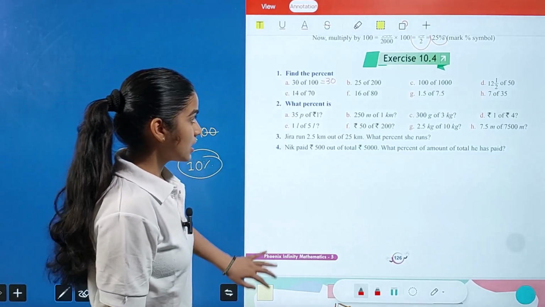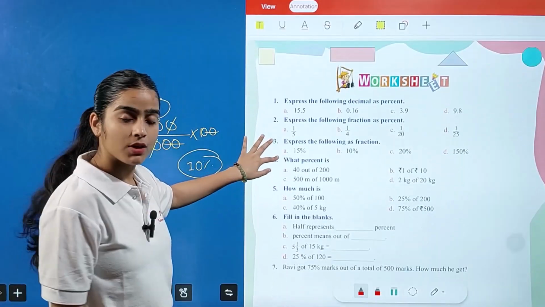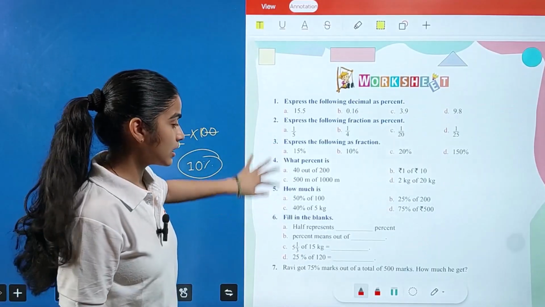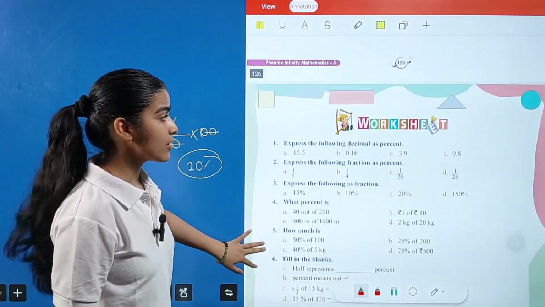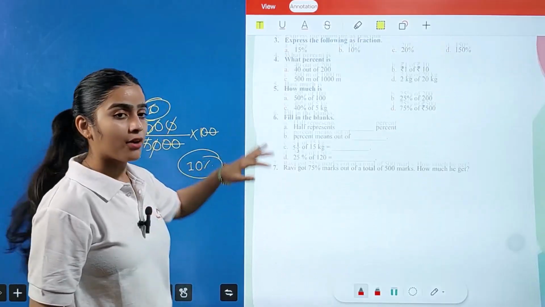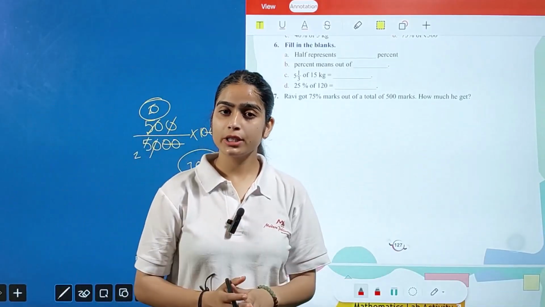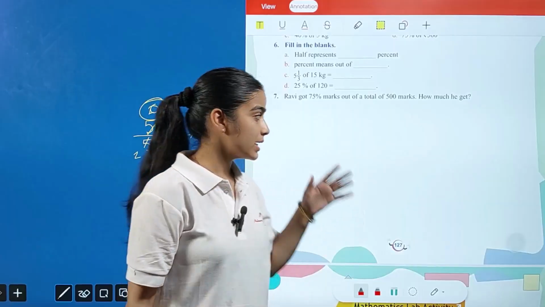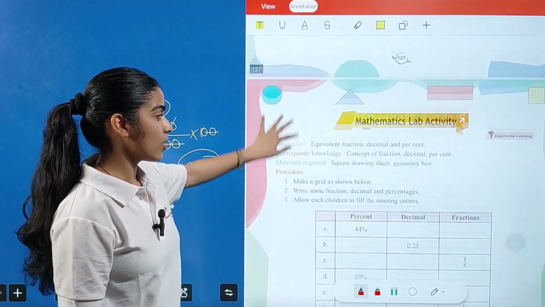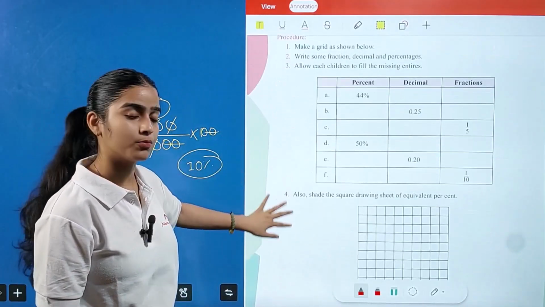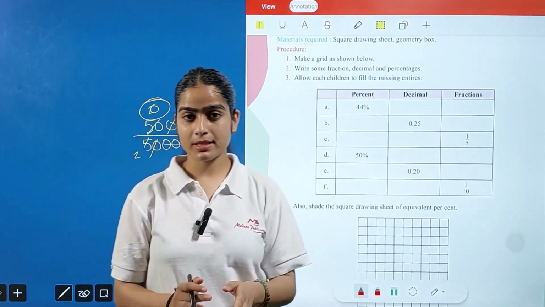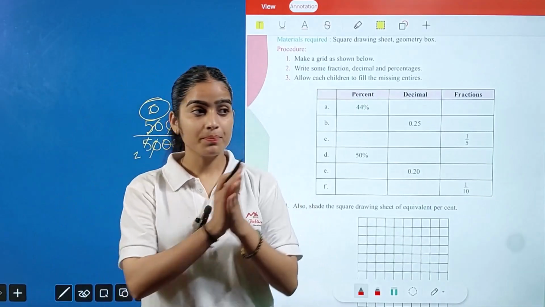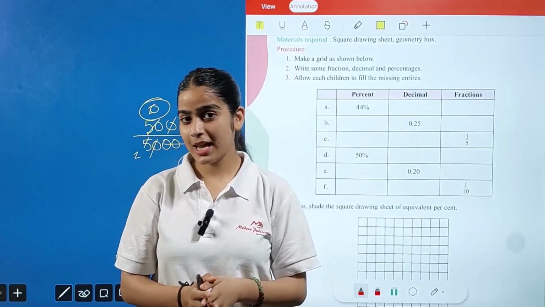So students, now we have our worksheet in which we have a combination of questions which you already did in your exercise, so you can easily do your worksheet. Next, your mathematics lab activity, so you have to perform this activity in your math lab. After this, you have completed this chapter, and this is the end of your chapter.